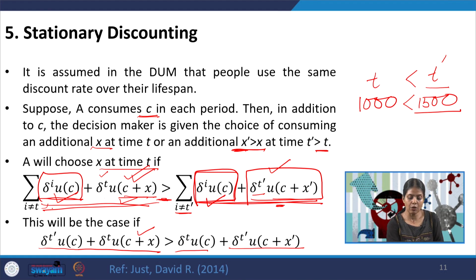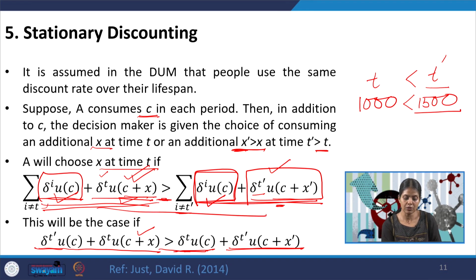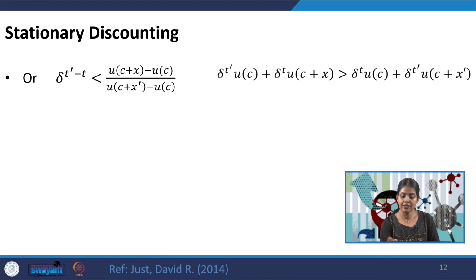Since all the other terms are the same, I can cancel the rest of the terms, and retain delta t prime u c plus this exact term is greater than delta t u c, the rest of the terms are cancelled, plus delta t prime u c plus x. So if this holds, then A will choose x at time t. Now this expression we had derived in the last slide. So now this expression can be reorganized like this.